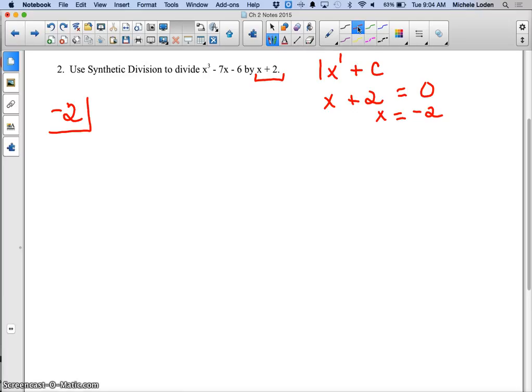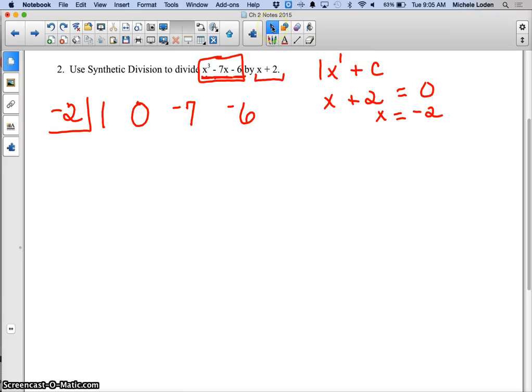Now recall, with synthetic division, we only list the coefficients of the polynomial, remembering to leave place markers for terms that are missing. We start with the value that has the highest exponent and take its coefficient. X to the third's coefficient is 1. There's no x squared term, so we will put a 0 place marker. The next term is -7x. The coefficient is -7. The next term is -6. So we will list -6.